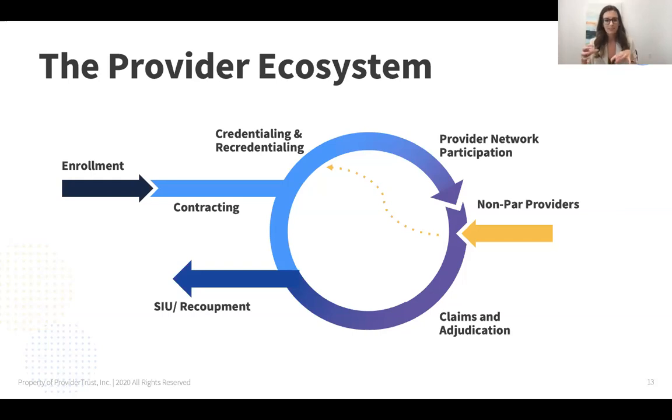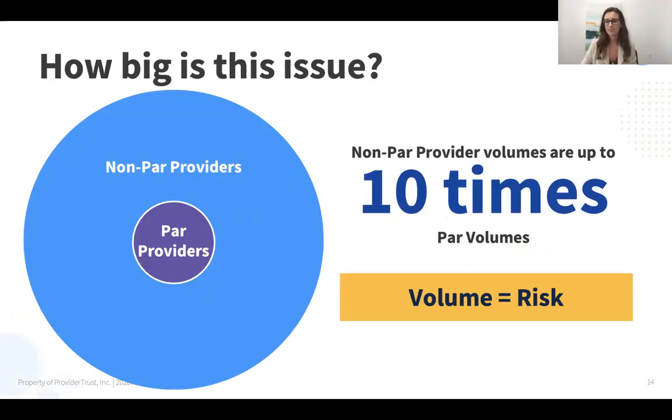So because of this lack of data that we often see about non-pars, answering this question can get a lot more complicated. But when we look at how limited the data is, that's where we really start to see a different picture in terms of risk. So how big really is this issue?